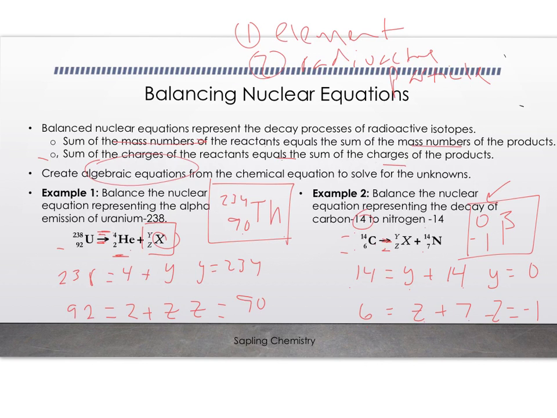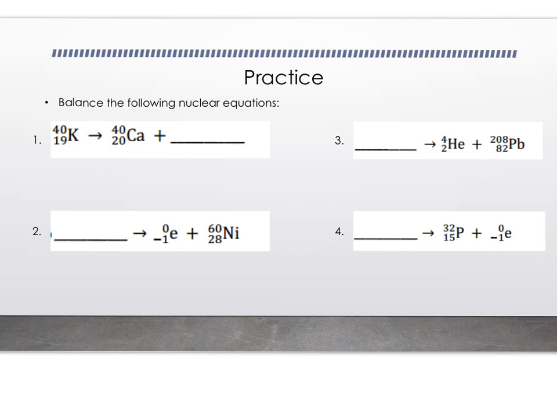So you're either telling me the element, like in example 1, or you're going to report the radioactive particle that it decays to, by setting the mass numbers equal to each other on both the reactant and product side, and also the charges as well. What I want you to do now is press the pause button, see if you can balance these nuclear equations, and then press play, check your answers, and correct any mistakes that you made.